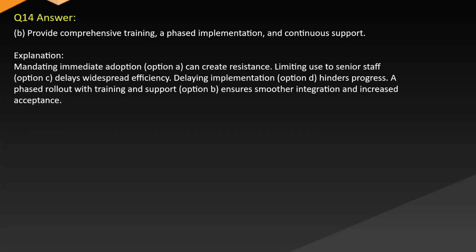Answer: B. Provide comprehensive training, a phased implementation, and continuous support. Explanation: mandating immediate adoption, option A, can create resistance. Limiting use to senior staff, option C, delays widespread efficiency. Delaying implementation, option D, hinders progress. A phased rollout with training and support, option B, ensures smoother integration and increased acceptance.